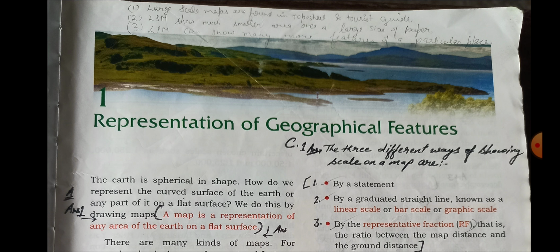As we already know, and we have discussed previously, and you have studied in the 6th class also about the earth. As we know that the earth is in a spherical shape, and we know how we can represent the curved surface of the earth. I told you how we can convert them. It can be converted on the flat surface, that is known as a map. So a map is a representation of any area of the earth on a flat surface.